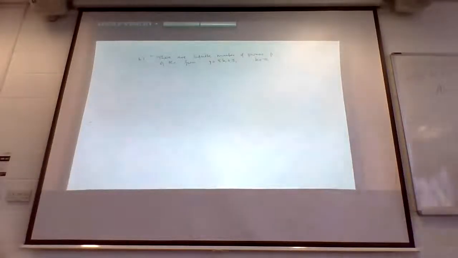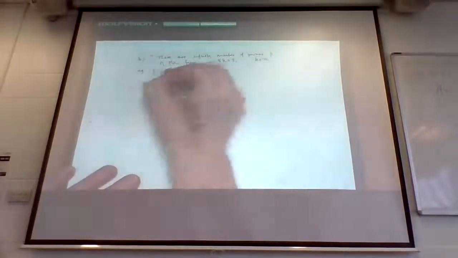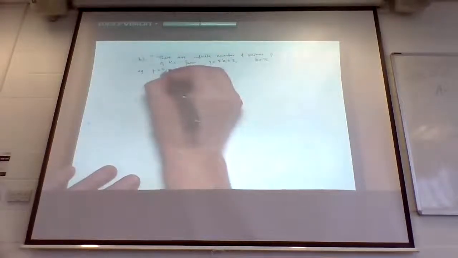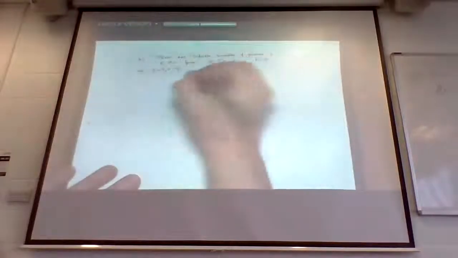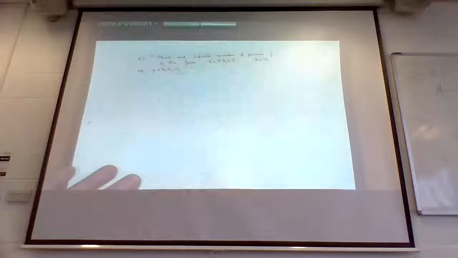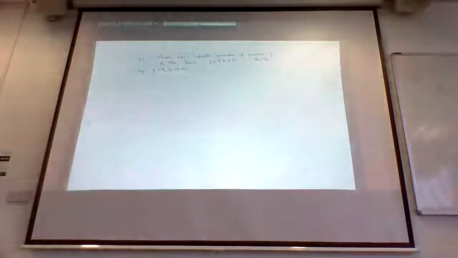There are certainly a few primes of this form. p equals 3 is one, 11 is one, 17 is one. There seem to be loads of them. 25, 33, 41. 41 is prime. So there seem to be plenty of them.